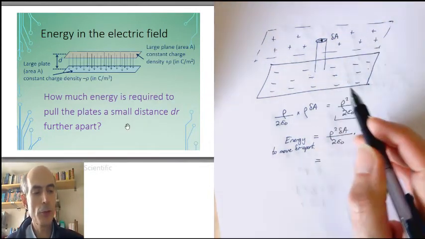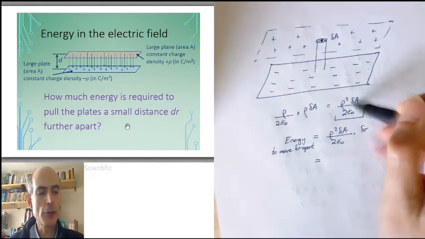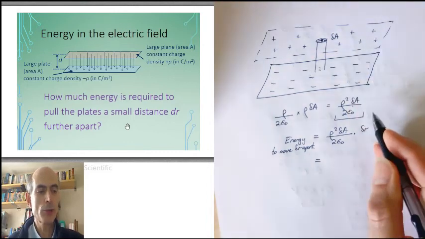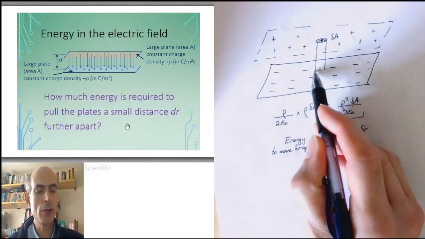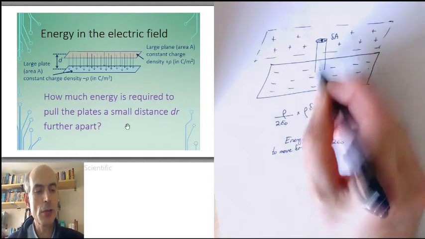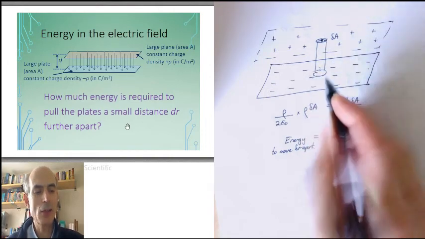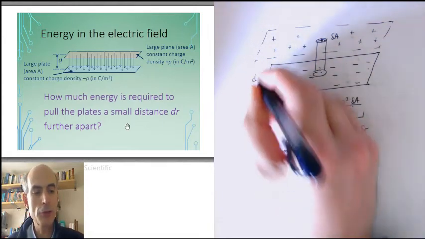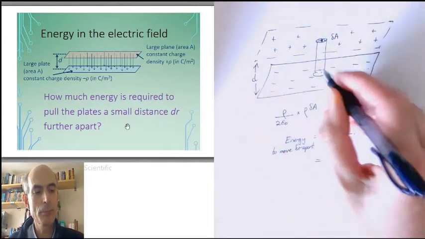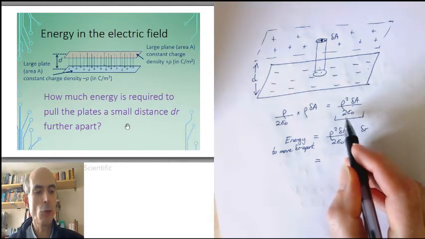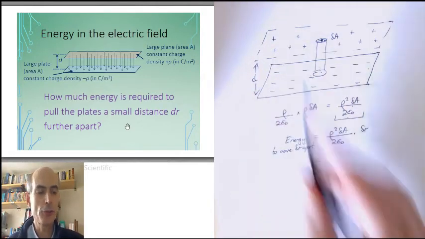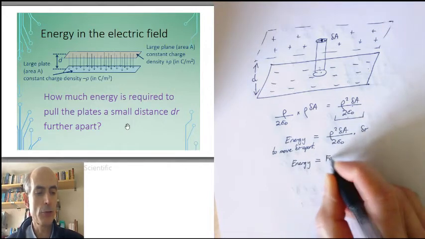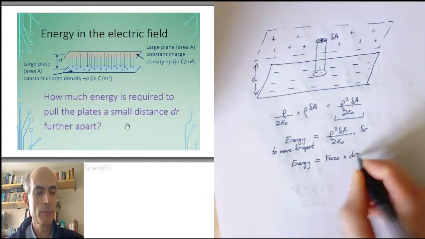You'll notice that the force here is not a function of the distance the two plates are apart. So I could work out the total energy that I have to put in to move this charge from directly on top of this plate to a distance d away from the plate, by just taking the force and multiplying it by the distance. That's just energy equals force times distance again.